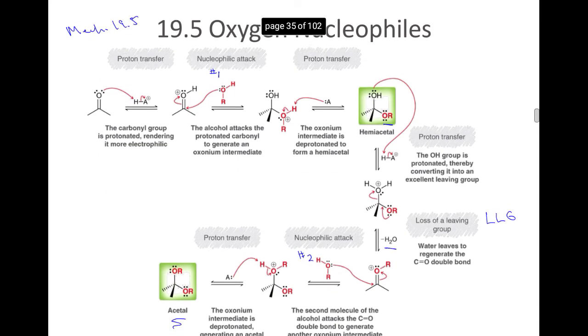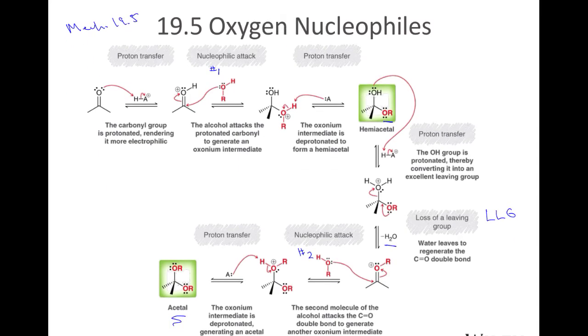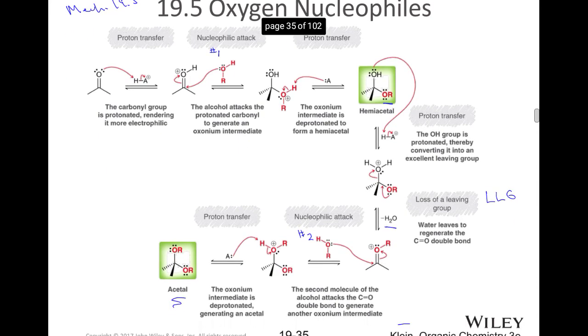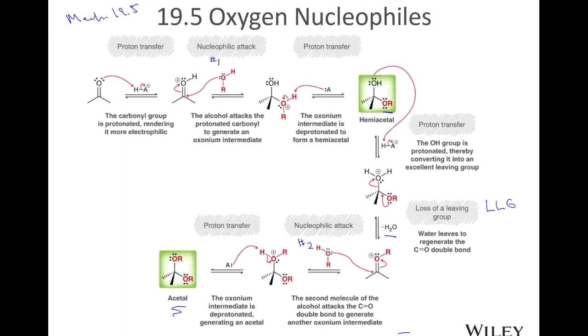Alright, so this is mechanism 19.5. I recommend practicing this mechanism and being able to draw it. Now this is showing the formation of an acetal. You see that there's an acetal down here at the bottom, forming an acetal from a ketone under acidic conditions. So of course the first step is going to be protonation with an acid, and then you can see that I have number 1 here by the first equivalent of alcohol that acts as a nucleophile.